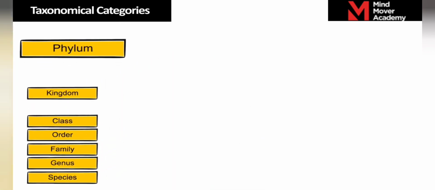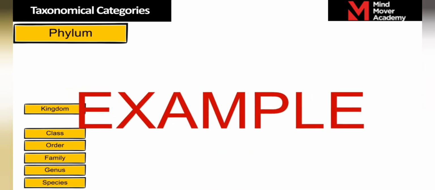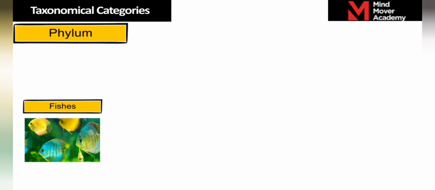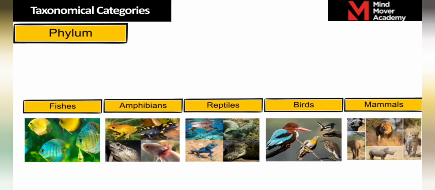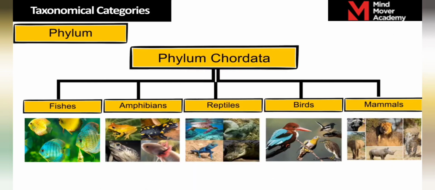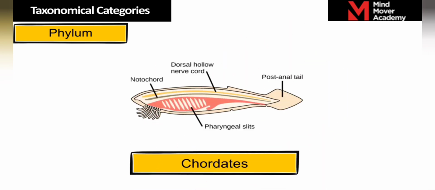Now we have phylum. A phylum is a level of classification which is placed below kingdom and above class in the hierarchy pyramid. It is a group of related classes. For example, classes like fishes, amphibians, reptiles, birds, and mammals are placed under a common phylum called phylum Chordata. Now, do you know the reason behind it? Well, this is because they all possess some common features like the presence of a notochord, pharyngeal slits, a postanal tail, and a dorsal hollow nerve cord.